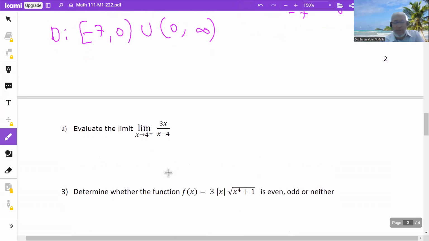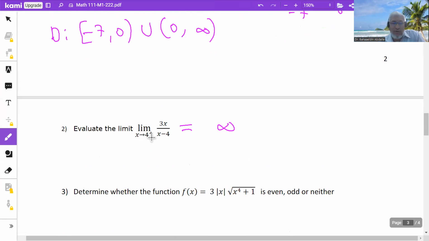Evaluate this limit. Well, first we replace x by 4. So I'll have 12 over 0. Well, 12 over 0, any number over 0, will give you either a positive or negative infinity. So the answer is positive or negative infinity. Now I have to determine whether it's positive or negative infinity.